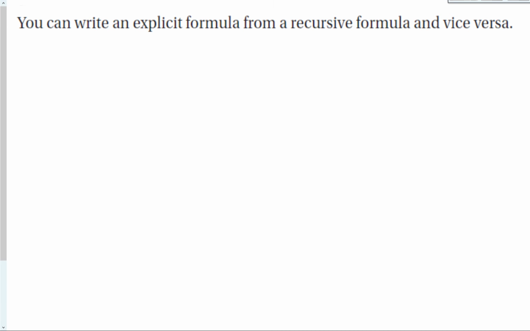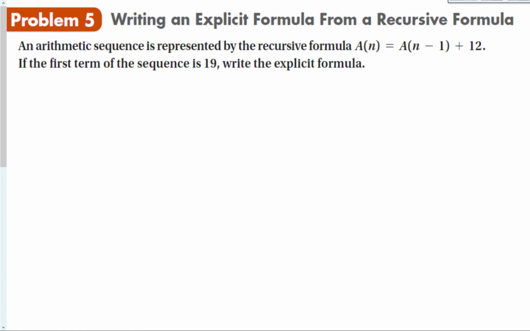All right, so you can write an explicit formula from a recursive formula and vice versa. An arithmetic sequence is represented by the recursive formula a of n is equal to a of n minus 1 plus 12. If the first term of the sequence is 19, write the explicit formula. So I know that a of 1 is 19. Each one is going to go up by 12.